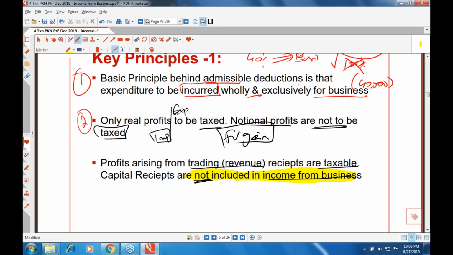Let's try to understand. The word capital receipts means, for example, if you issue shares, the issuance of the shares would lead to the share capital. Now, the capital is being raised for the business. Will it be taxable? Will it be included in the income from business? The answer is no. Why? Because it is actually a capital receipt. It's not a revenue receipt. It's not because of your trading.